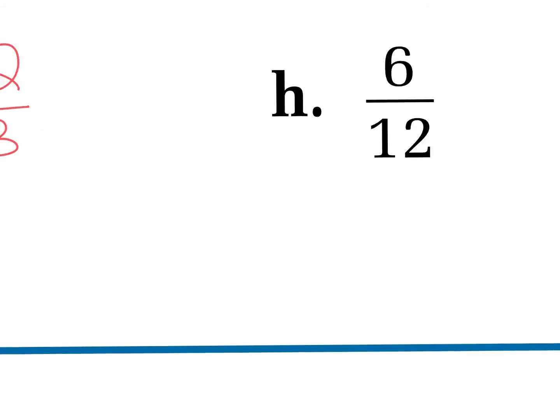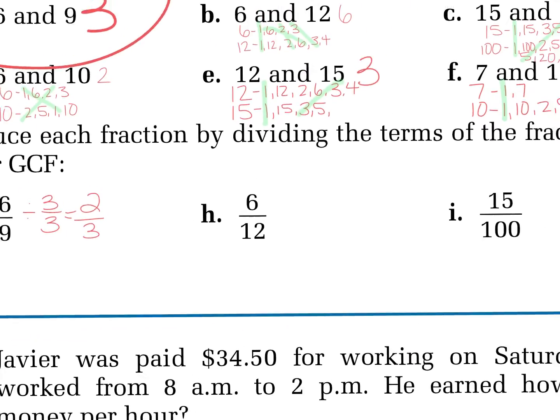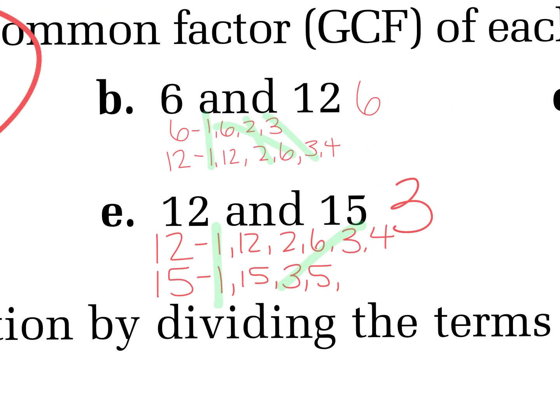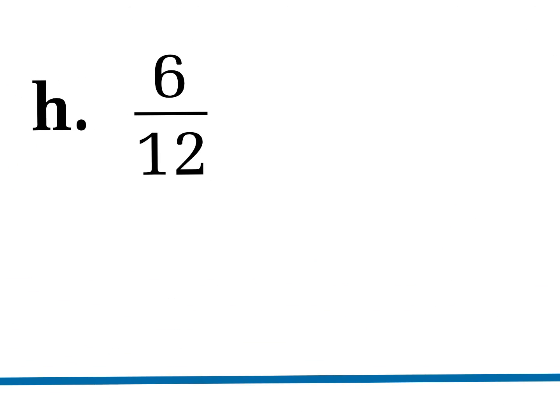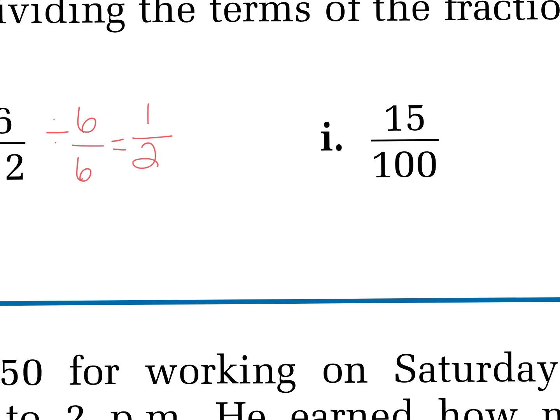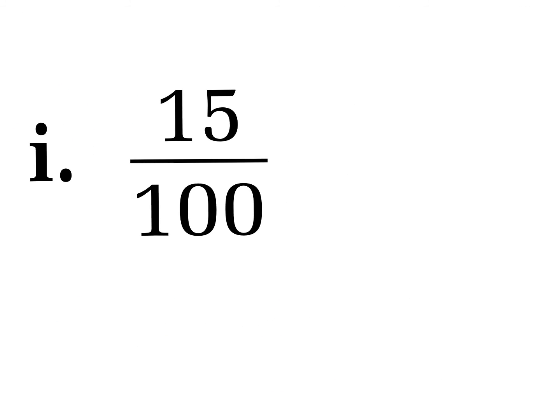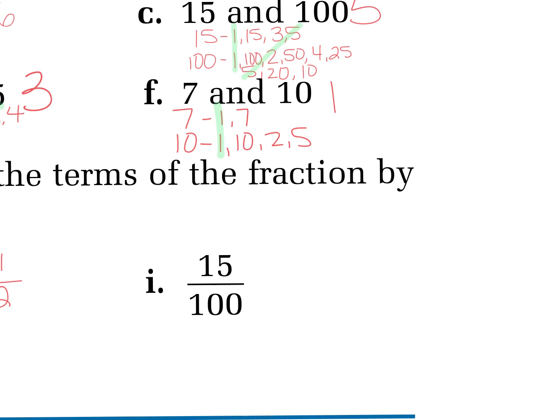That's your little hint. So H, we have 6/12, and we found the factors of 6 and 12 earlier on B, and we saw that 6 was its greatest common factor. So we can divide 6/12 by 6 to reduce it. 6 divided by 6 is 1, 12 divided by 6 is 2, and we would reduce it to a half. 6/12 equals 1/2.